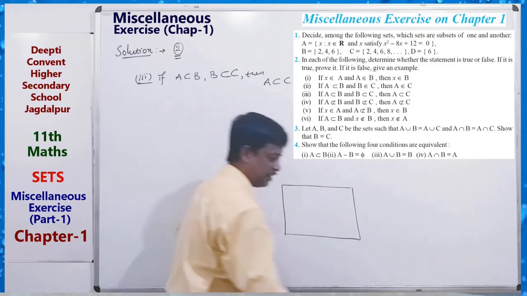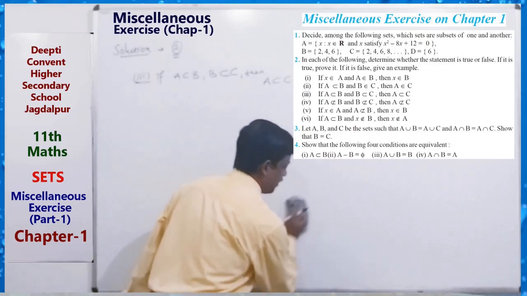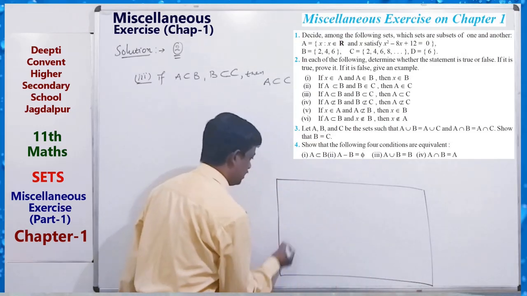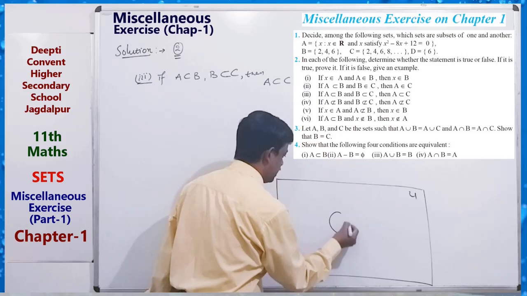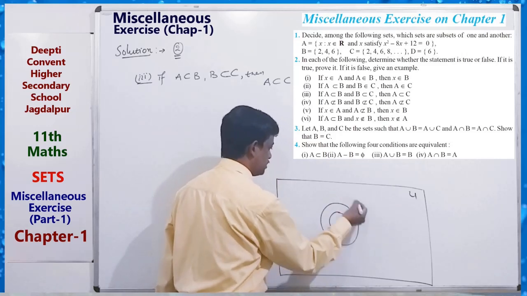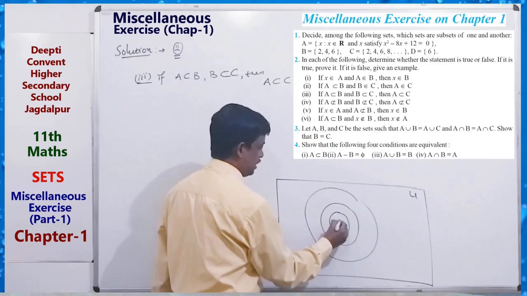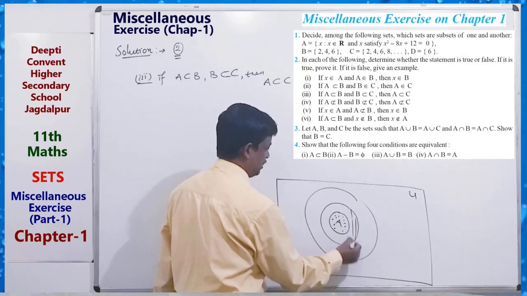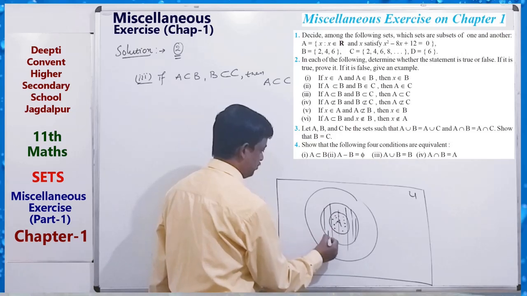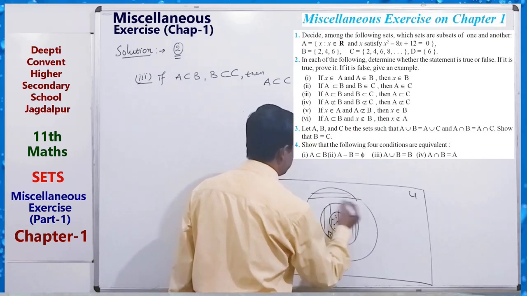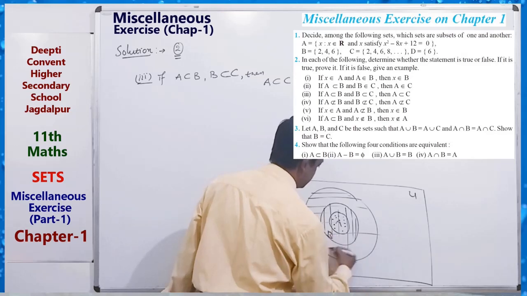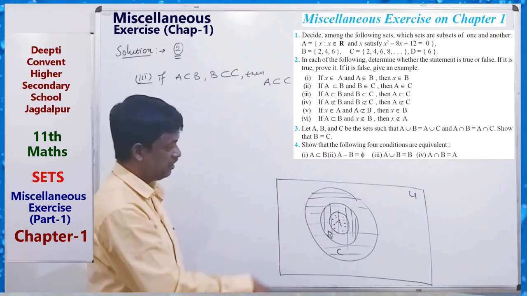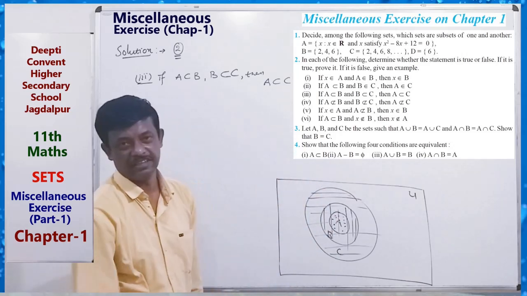How? Suppose we are making like this: U, this is A subset of B subset of C. If this portion is A, and this is the complete B, and this is the complete C. So A in B, B in C, that is A is also in C. We can see that here.